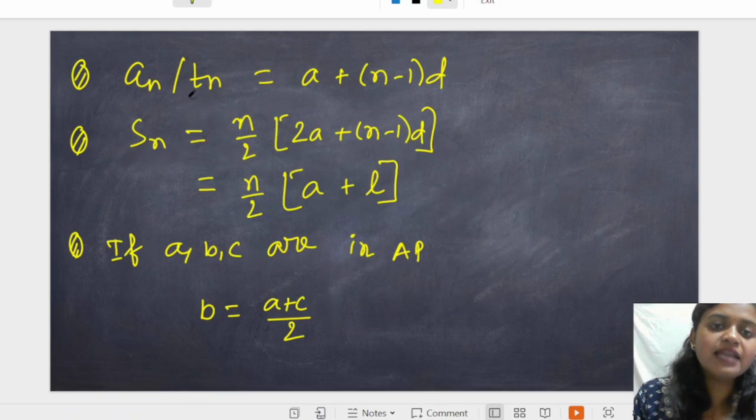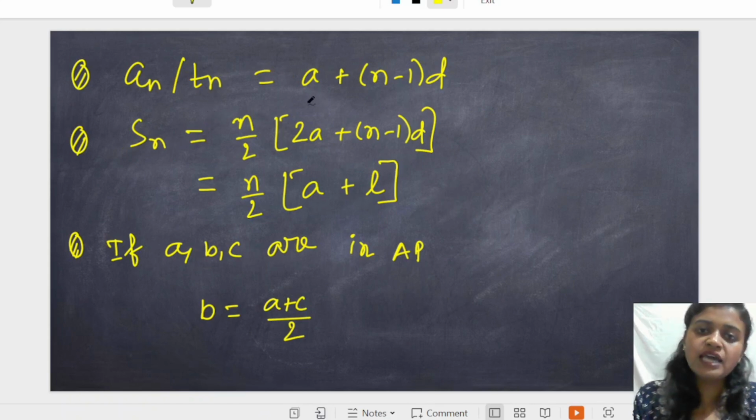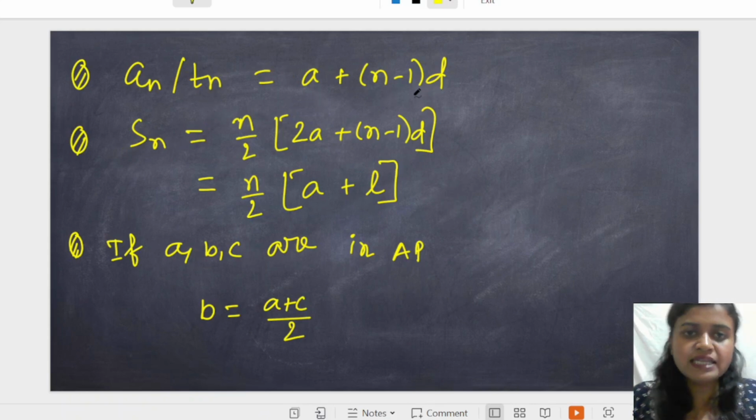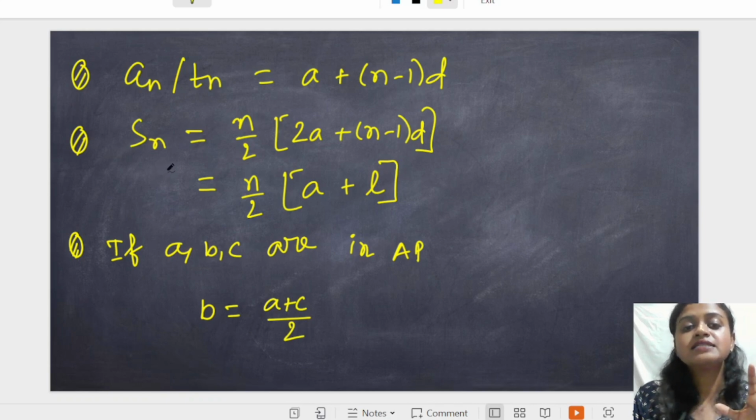Next, an or tn. tn means term. How to find the nth term of an AP series? So a plus (n minus 1) into d. This is the formula to find the term of an AP. Next, Sn, the sum formula of AP. How to find the sum of n terms of an AP series? So n by 2, 2a plus (n minus 1) into d.